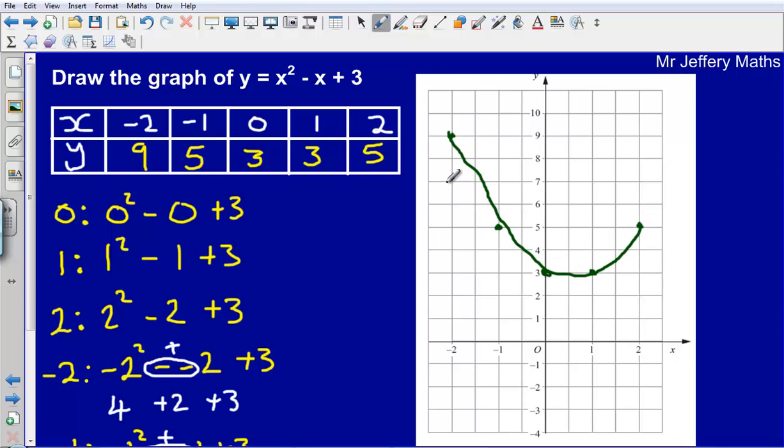Never mind. But obviously you would be able to do this a bit easier. I'm trying to do this on the computer, so it's quite difficult. But we draw a curve through the points, and then we've drawn the graph of y equals x squared minus x plus 3.